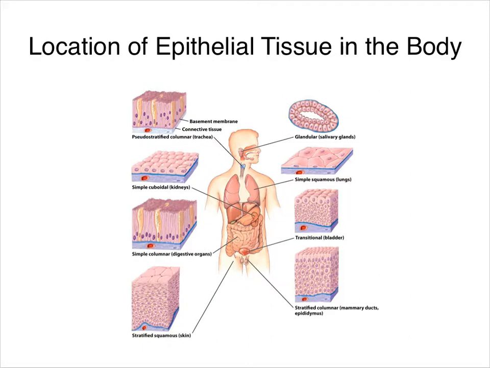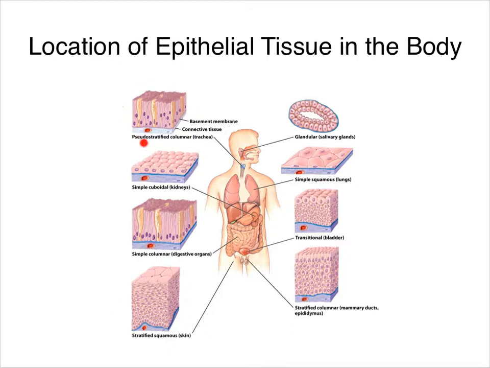Stratified squamous. A good place to find stratified squamous is in the skin, particularly the top layers or the top bits of your epidermis are stratified squamous. As you get further and further down your epidermis, the cells become more and more cuboidal until you get to the bottom layer of your epidermis, where the cells are basically cuboidal. And they turn into squamous cells the farther up they go.